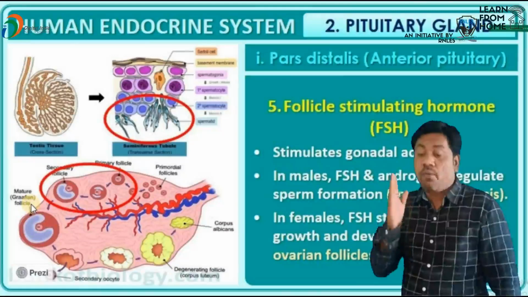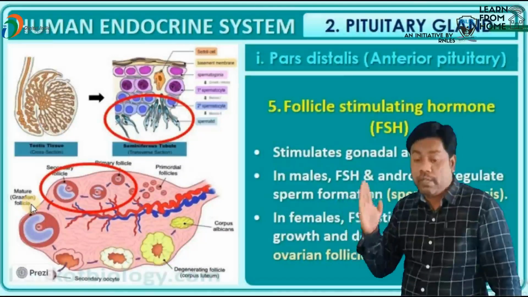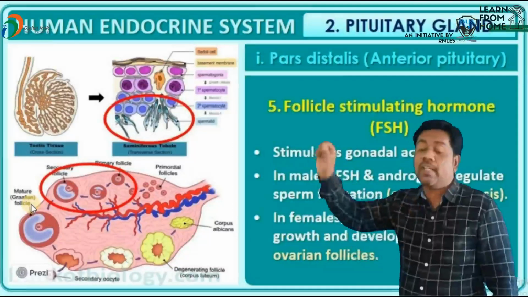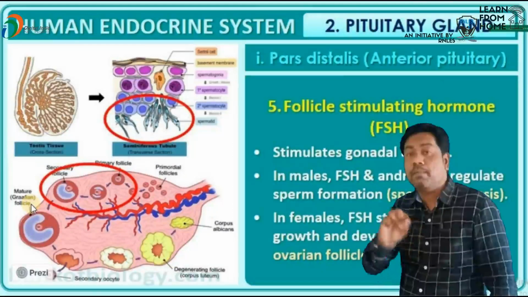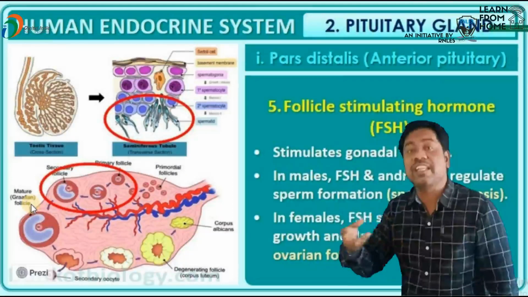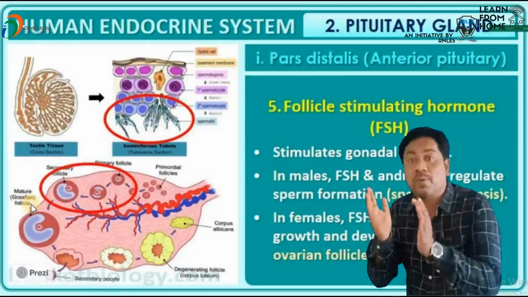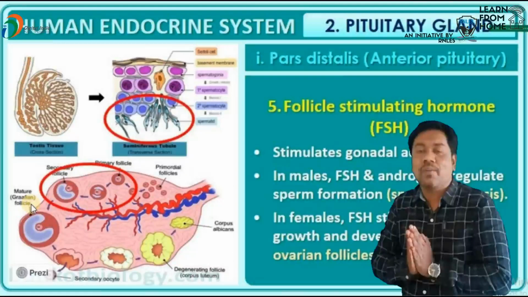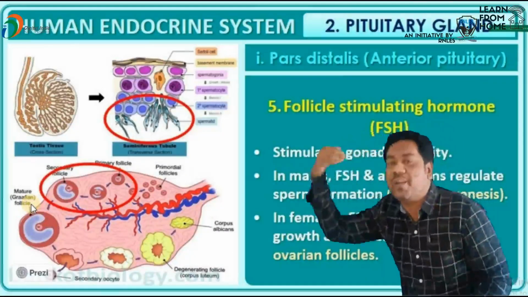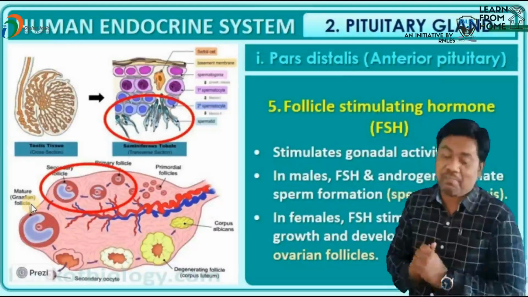So in males, follicle stimulating hormone and androgens regulate the sperm formation. Sperm formation is known as spermatogenesis. It means the sperms are produced inside the testes. So by the influence of follicle stimulating hormone and androgens, right? This is very important, beta.